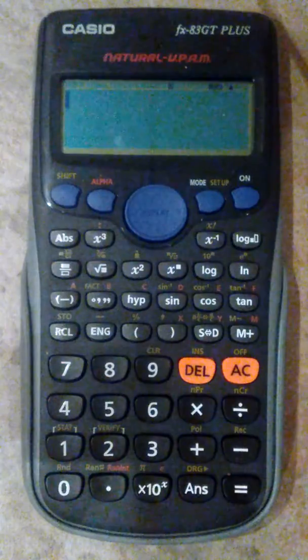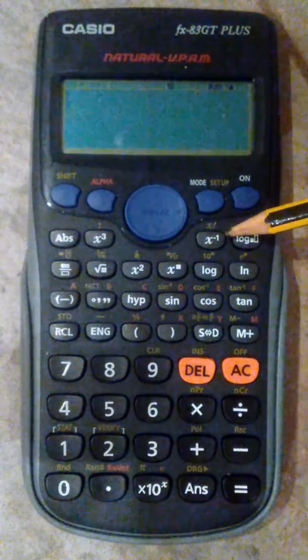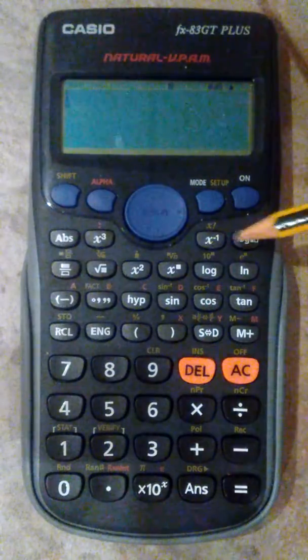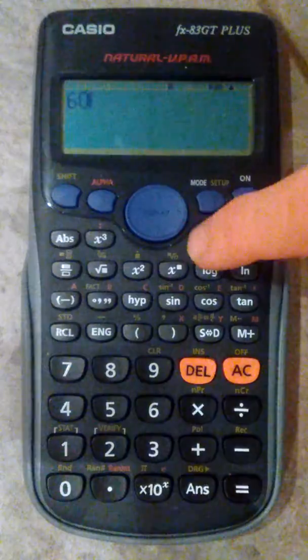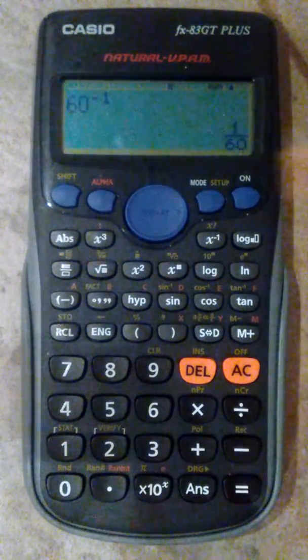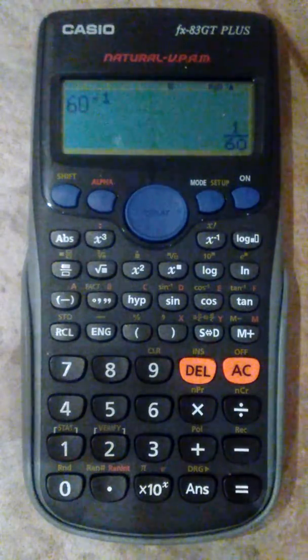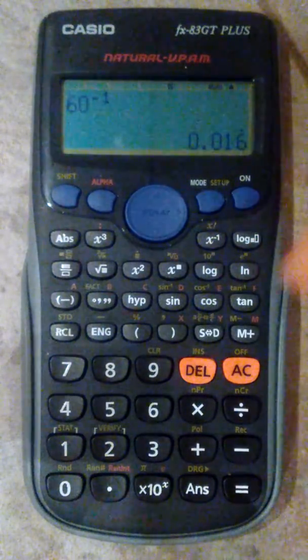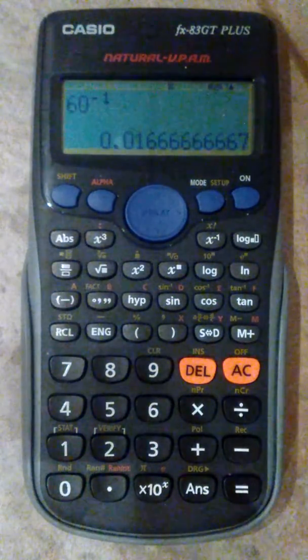The next button is a handy little trick. It's the reciprocal button, or the x to the minus 1 button. What that means is if you take a number like 60 and then you press the button and press equals, you get the answer 1 over 60. So you take a number and you do 1 divided by that number. And obviously if you want to see what that number is as a decimal, you press the SD button.